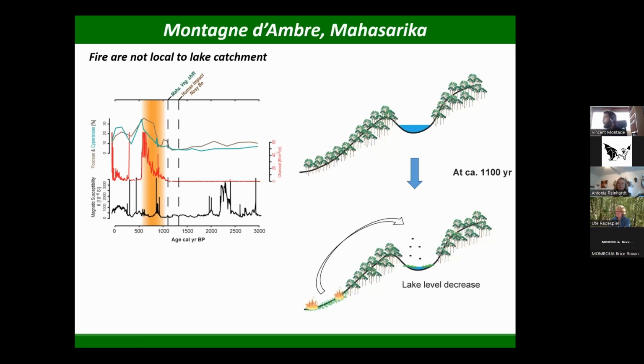So we can summarize the process like that. Before 1,000 years before present, we have a deep lake, and then after 1,000 years before present, we have an increase certainly of anthropogenic fire, with lake level decrease showing also probably a precipitation decrease at that time together. So to conclude on that, we can compare the two sites.